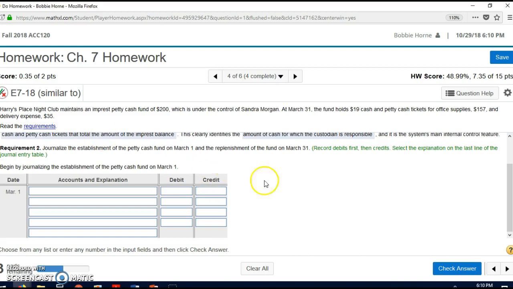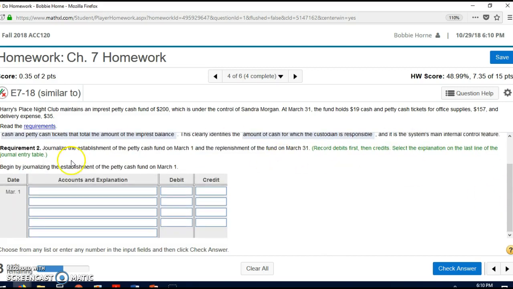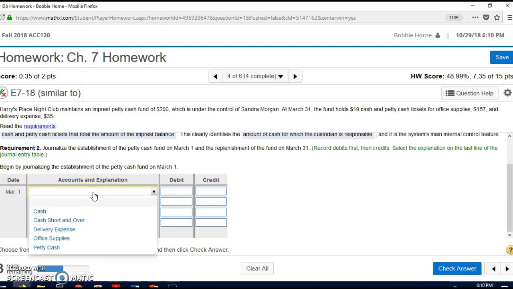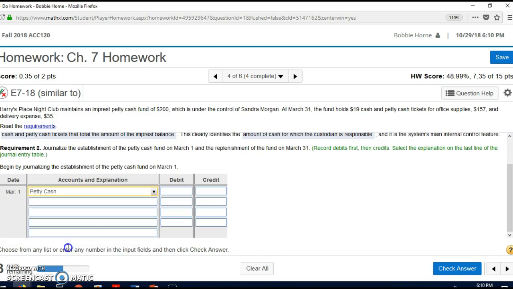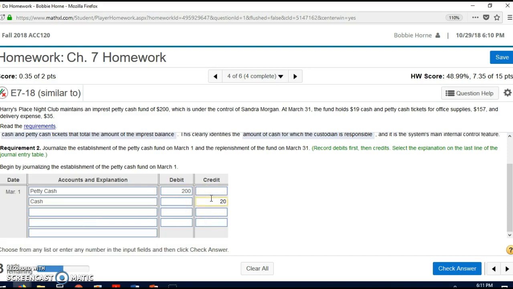Then on the next one, this is another petty cash fund. Well, it's requirement 2 here. Begin by journalizing the establishment of the petty cash fund for $200, which is given in the paragraph. So credit cash for $200. And then this is to open the petty cash fund.